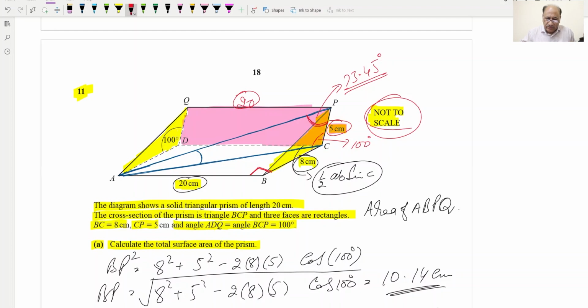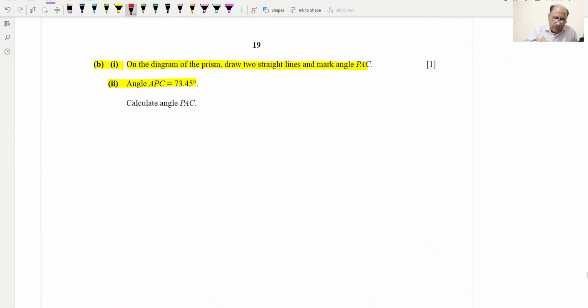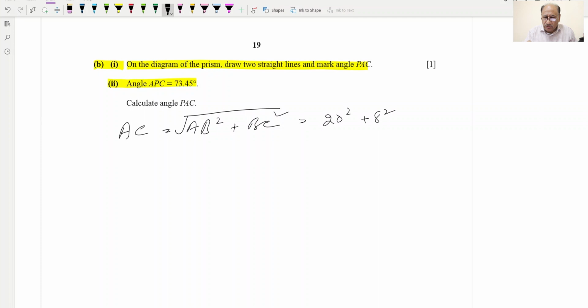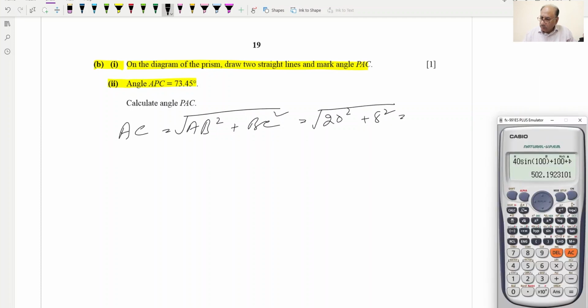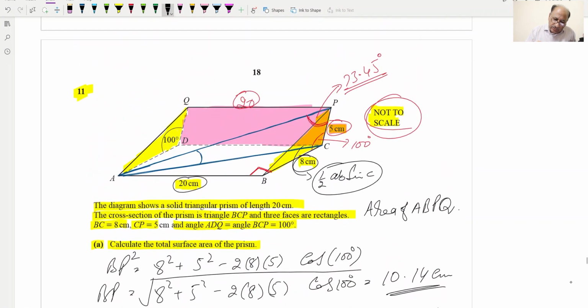To find AC we will take 20 squared plus 8 squared. So AC will be equal to the square root of AB squared plus BC squared, which is the square root of 20 squared plus 8 squared, and we can use a calculator for that. This is 4 root 29. This length is 4 root of 29.